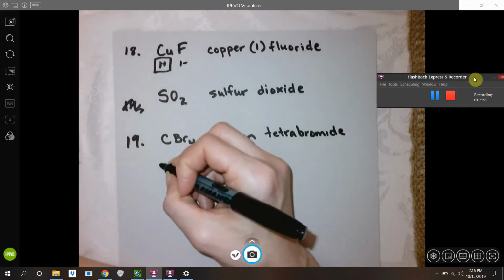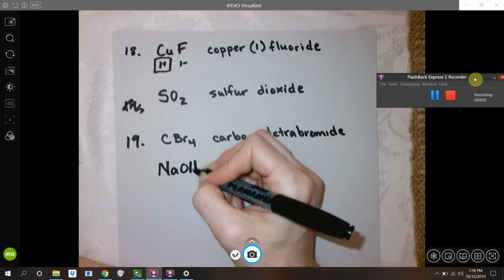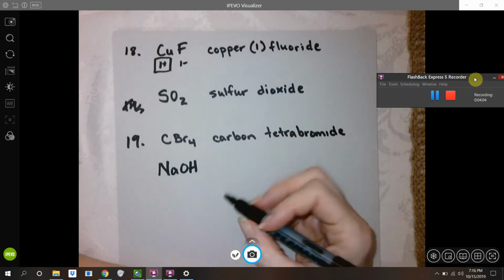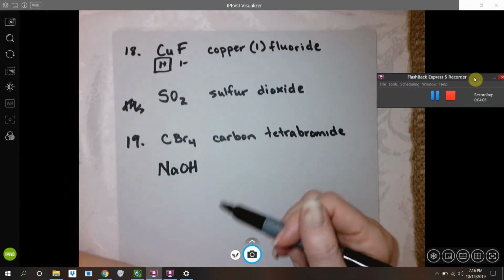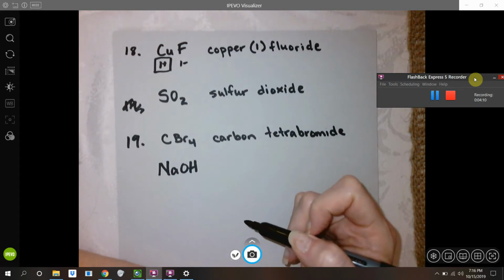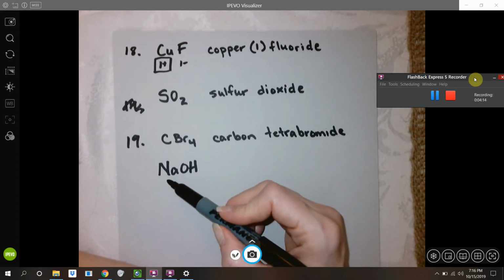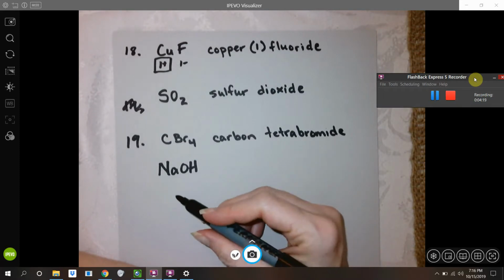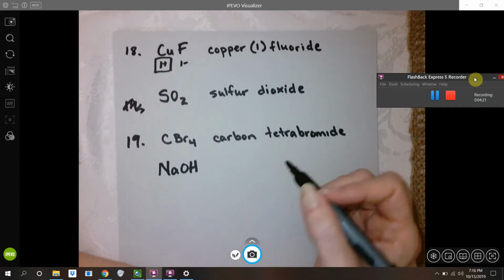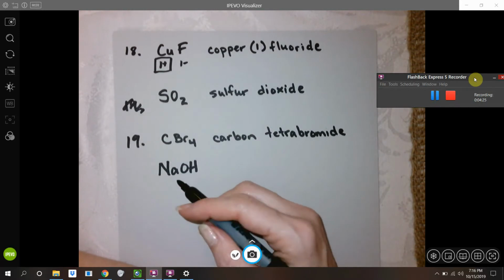And we also, in number 19, want to name this one, NaOH. So again, is it ionic or is it covalent? Well, there's a metal and some nonmetals, so we know it's ionic. And we want to ask about transition metals. Sodium is not a transition metal, so we don't have to worry about putting a charge in there or specifying charge. We know the charge of sodium because it's in group 1, it's going to be 1+.